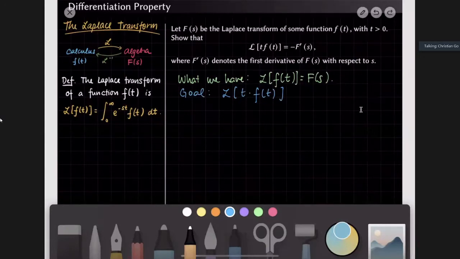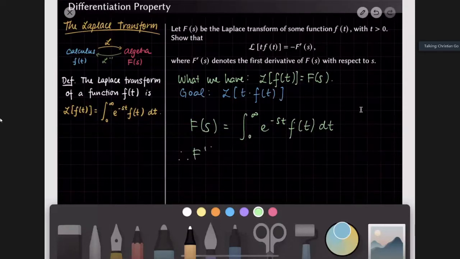So let's start. From what we have, we know that F of s is just, by definition, the integral from 0 to infinity of e to the minus st f of t dt. If I want to compute its derivative with respect to s, I hold t constant. So F prime of s is just, holding t constant, I bring down a minus t, right? Minus t, e to the minus st, f of t is also held constant, dt.